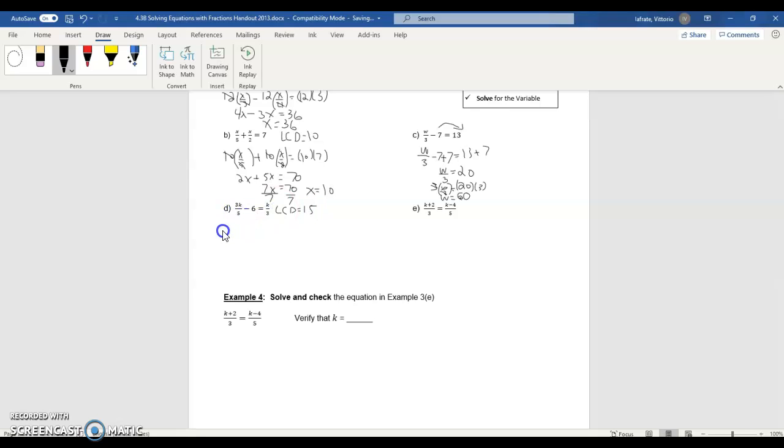So we'll multiply everything by 15. So we'll have 15 multiplied by 3k over 5. And then we'll do minus 15 times 6. And that's going to be equal to, let's fill in the 6 there, 15 times k over 3.